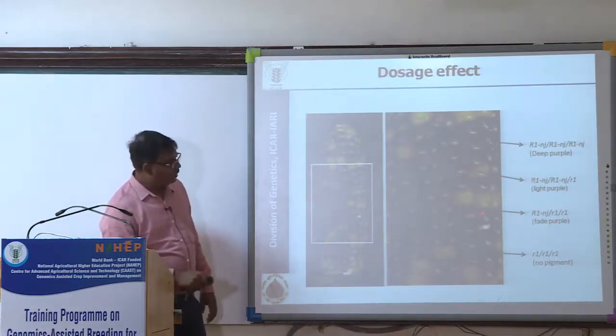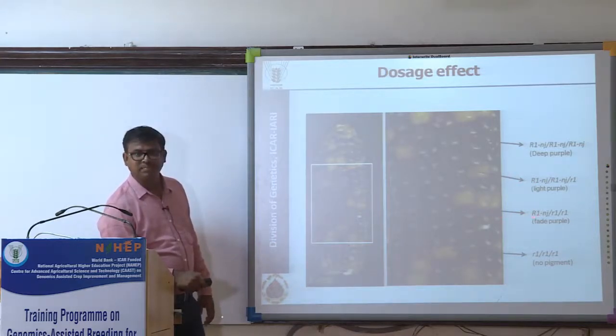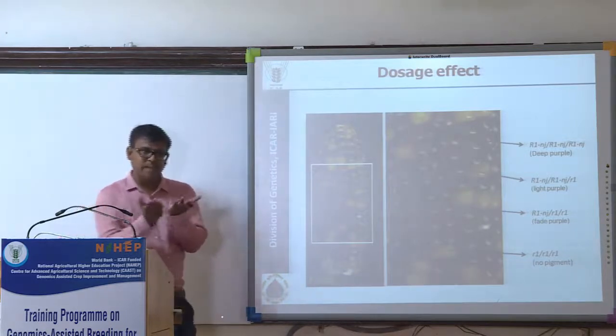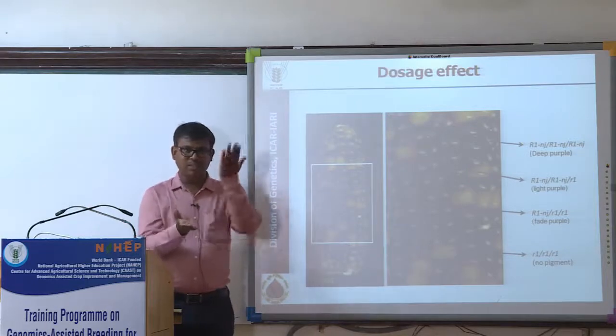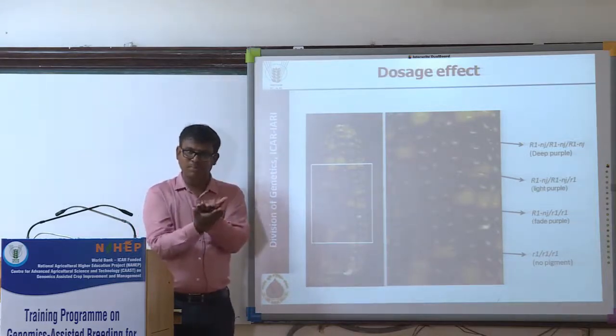When one is dominant, it is much, much lighter. And when all are recessive, it gives no color. Here it is yellow. So what happens? It is a balance between anthocyanin and carotenoids. Carotenoids give yellow, anthocyanin gives black color. So in presence of both, the black color will be seen.